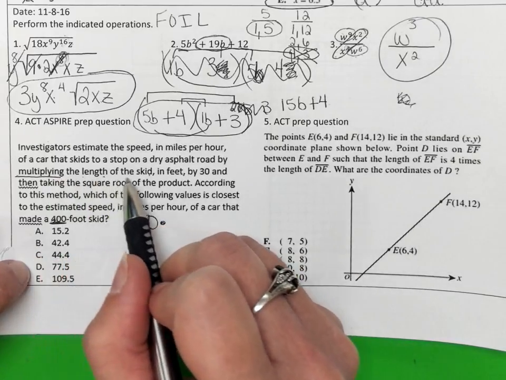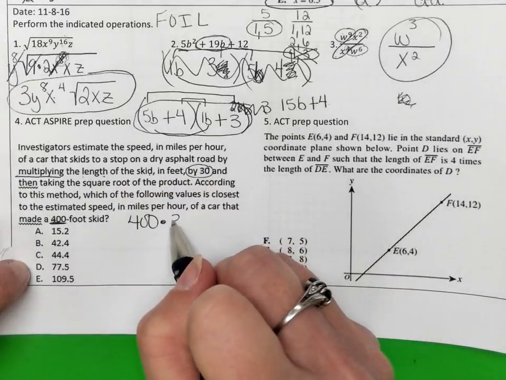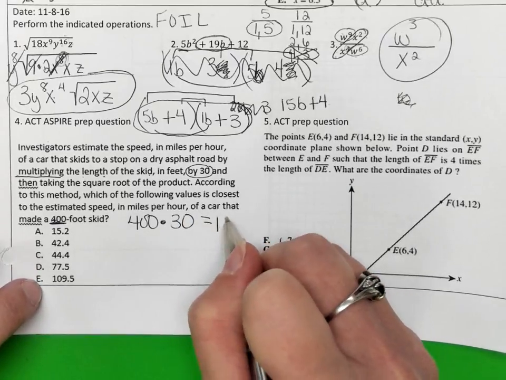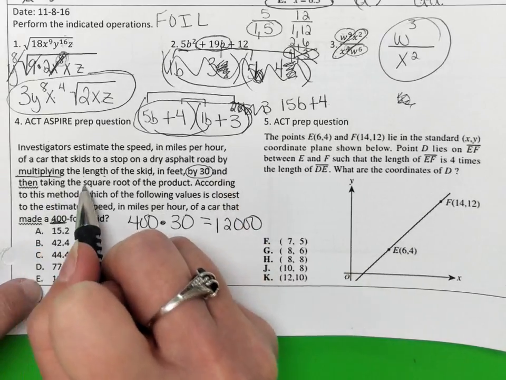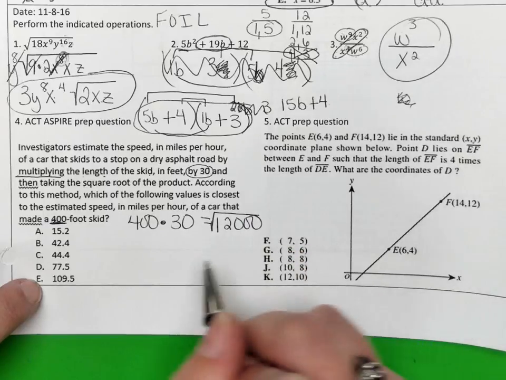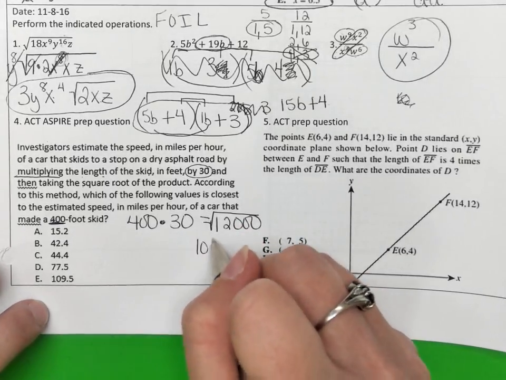So you're going to multiply the length of the feet by 30. So we're going to multiply that by 30. So how much is that? Yep. Let's see. And then we're going to take the square root of that. So what's the square root of that? Y'all know how to? 109.5. Well, that was pretty easy.